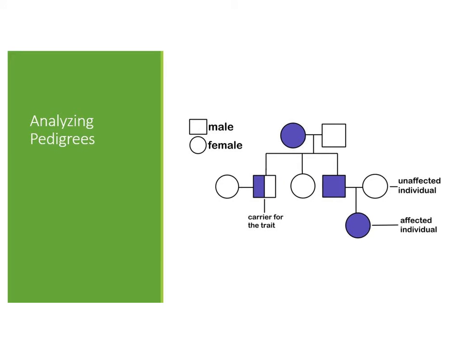Okay, so before we actually start looking at some family pedigrees of either the recessive or dominant disorders, I just want to kind of give you a key, okay? So what you need to know is when we look at the pedigree, a male is going to be represented by a square. A female is going to be a circle.